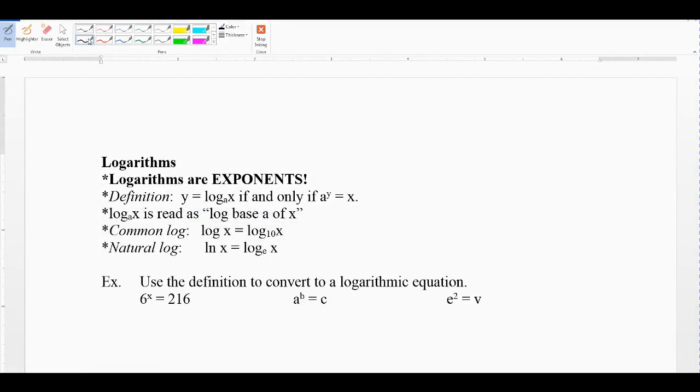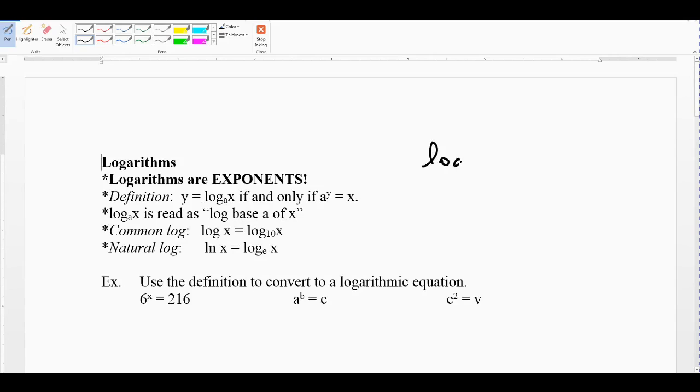Logarithms. Logarithms are nothing but exponents. In college algebra, you should get a more detailed explanation, but we're basically going to look at the definition and what's on your calculator. The definition of logarithms is if you have y equals log base a of x.